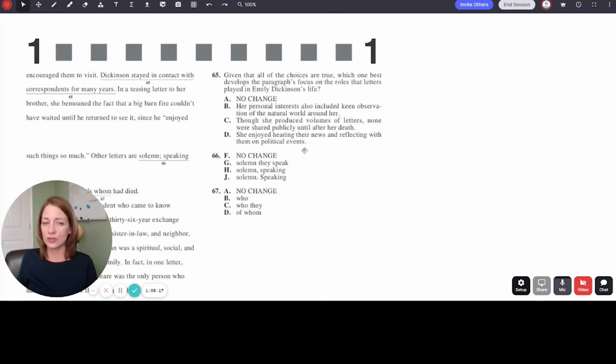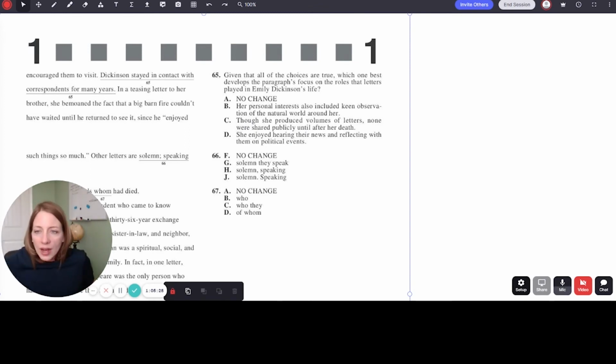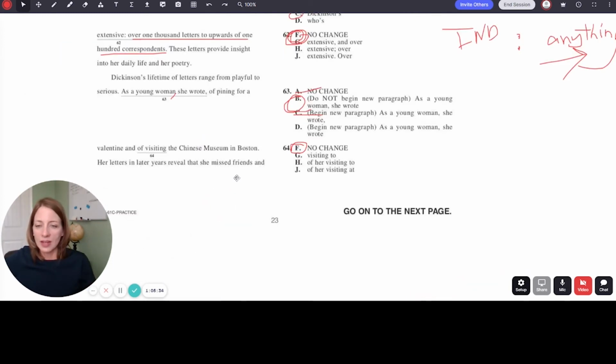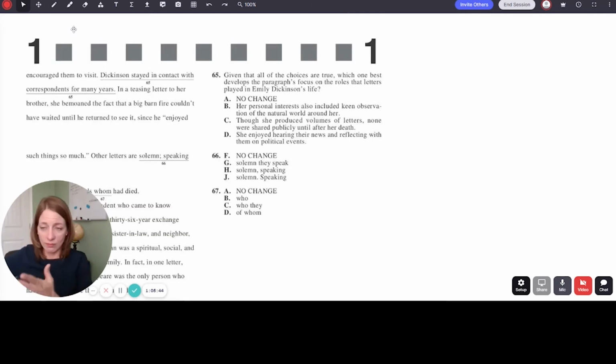Number 24. Given that all the choices are true, which one best develops the paragraph's focus on the roles that letters played in Emily Dickinson's life? All right, Dickinson. So this is interesting. Her letters in later years revealed that she missed friends, and encourage them to visit. Dickinson stayed in contact with correspondents for many years.